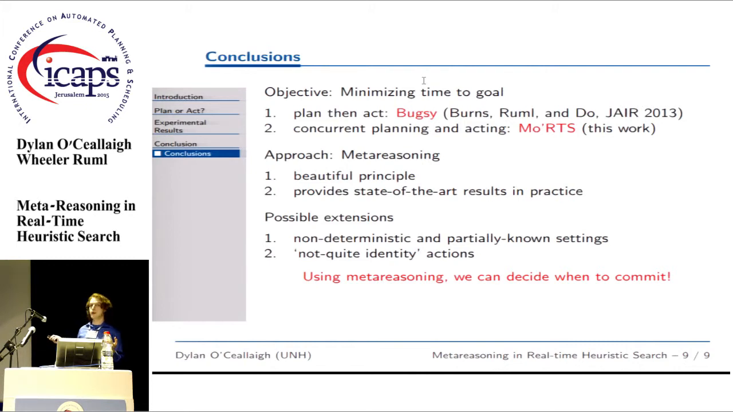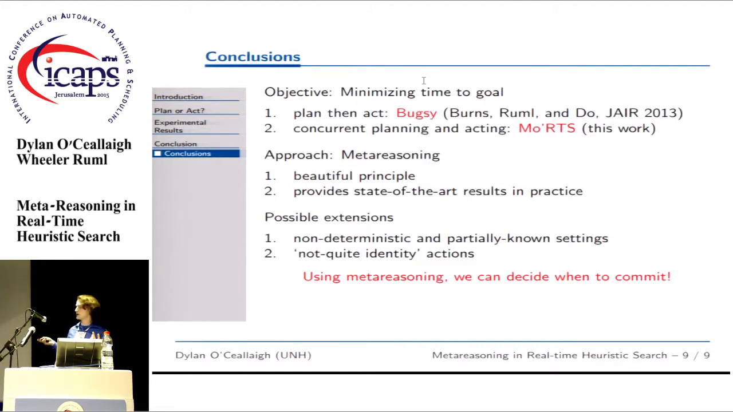In summation, this is part of an ongoing objective to minimize goal achievement time. There's been work done by the University of New Hampshire AI group in the past in the context of the Bugsy algorithm, which is an offline approach to this problem. And as I've just presented, MoRTS, which is dealing with concurrent planning and acting. Our approach uses meta-reasoning, which we believe follows a beautiful principle. And as you've seen by my presentation, and maybe even through the paper, provides state-of-the-art results in practice.